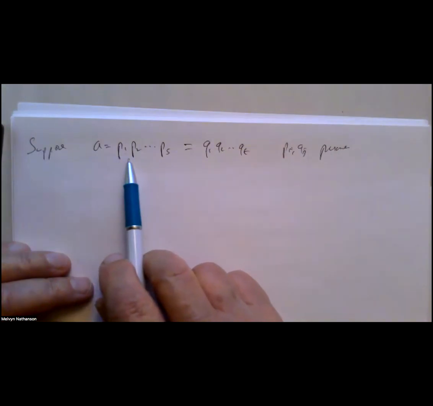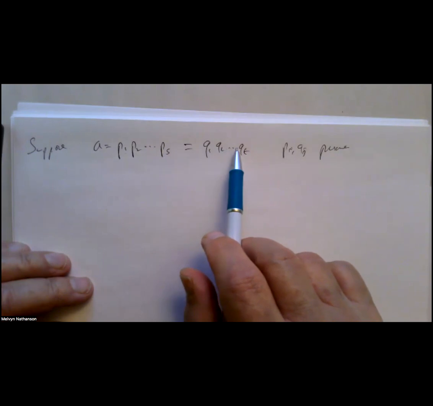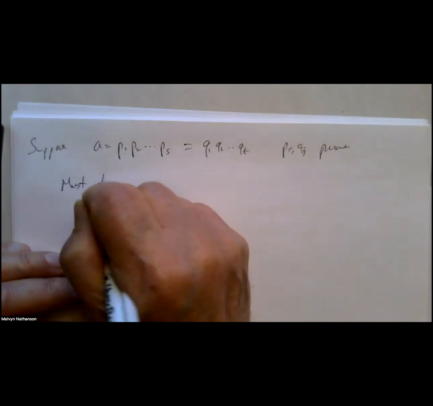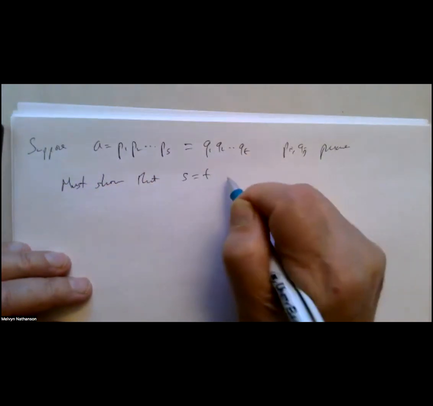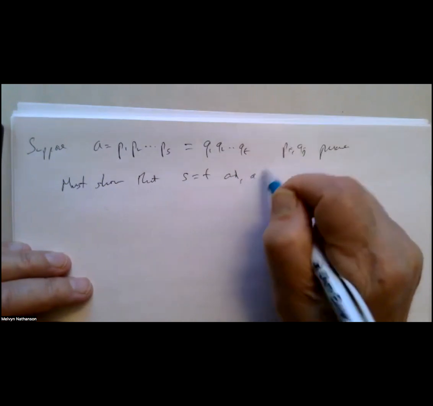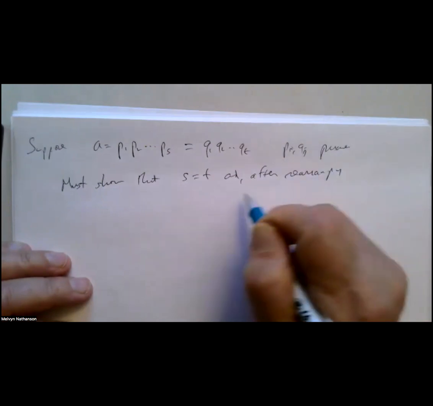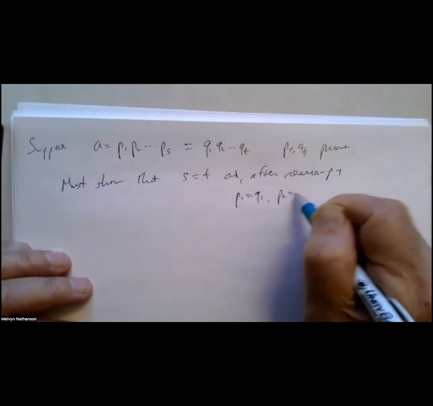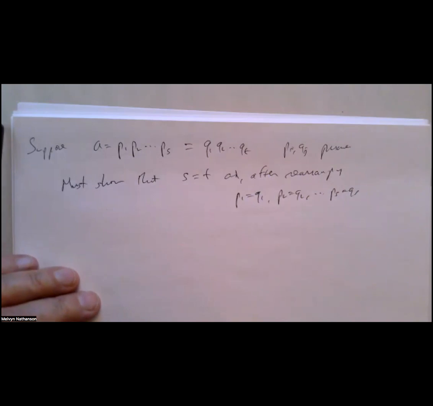I'm saying, suppose I can write A as a product of primes in one way and as a product of primes in a second way. I must show that the number of primes is the same, S equals T. And in fact, after rearranging, if necessary, P1 equals Q1, P2 equals Q2, and so forth, PS equals Q sub S. They're exactly the same primes, right? That's what uniqueness means.